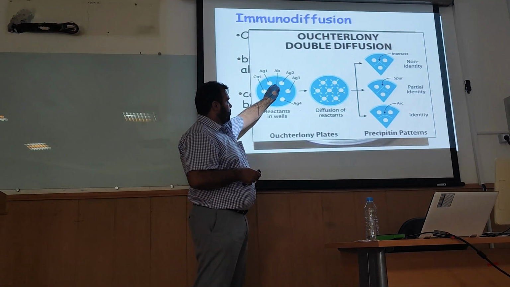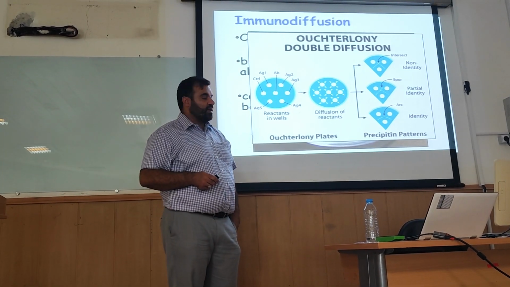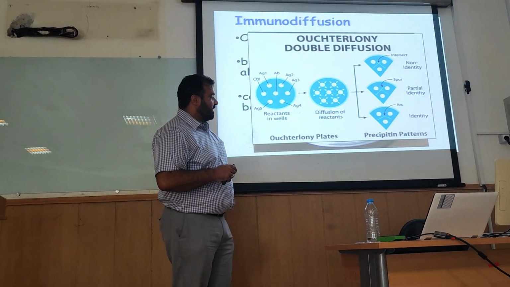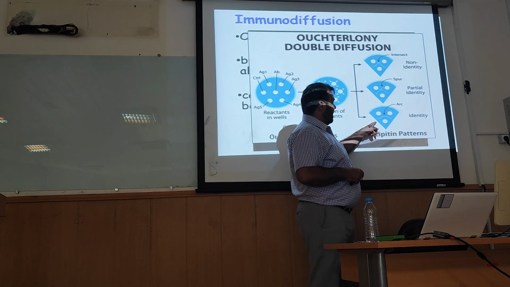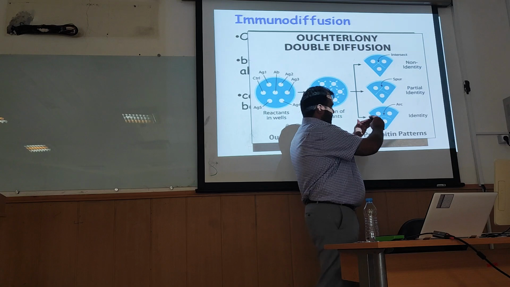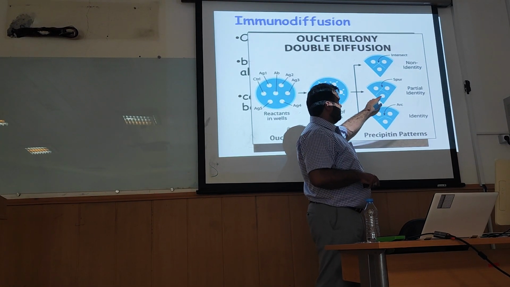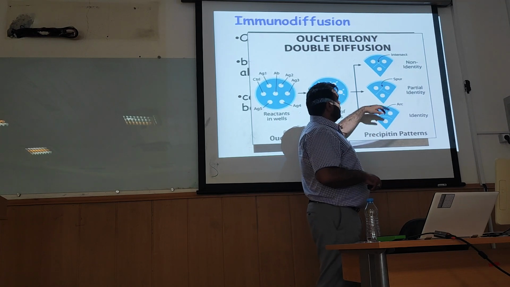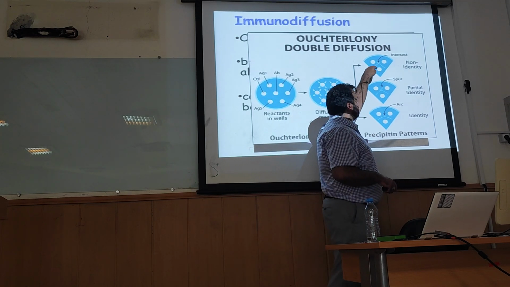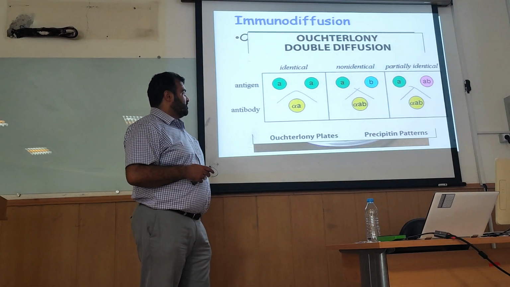And what will happen is they all start diffusing out, okay? And if they recognize each other, they create an identity band, which is like a curve type thing. If it's partial identity, they create a spur coming out. Or if there is no identity, they create sort of an intersection. Okay, we'll go into each of them in more detail.